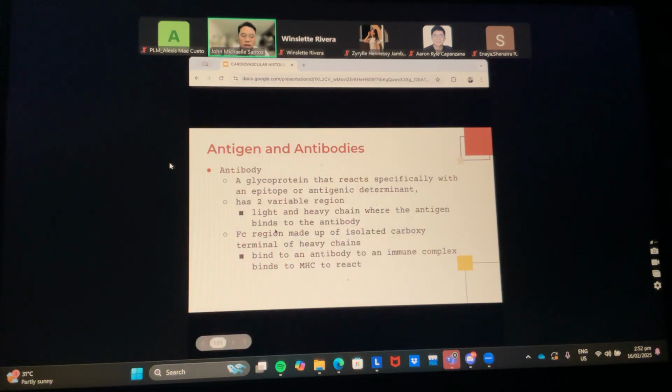The Fc, or the fragment crystallizable, is made up of the carboxy-terminal of the heavy chains, and they bind to the antibody-immune complex and bind to the major histocompatibility complex. Okay, so this is now the major determinant of why, sometimes, when the major histocompatibility complex fails, that's where autoimmune diseases start. This is also the basis of your transplant.